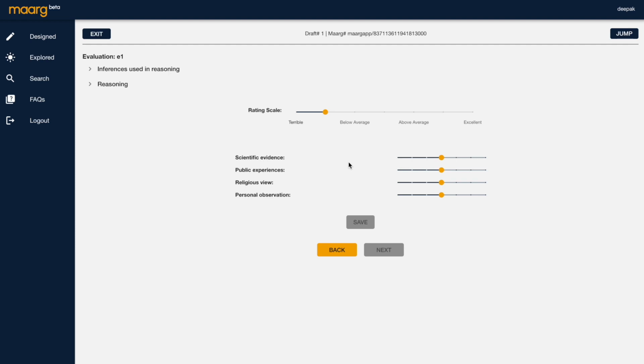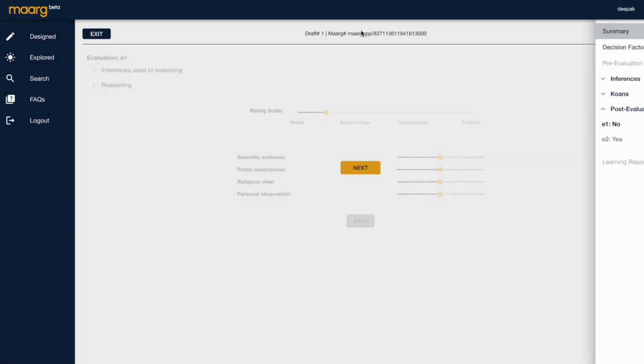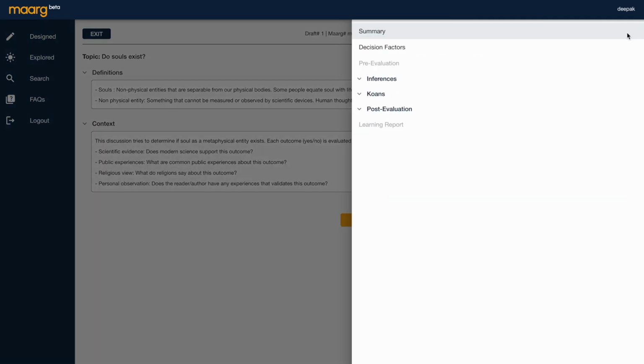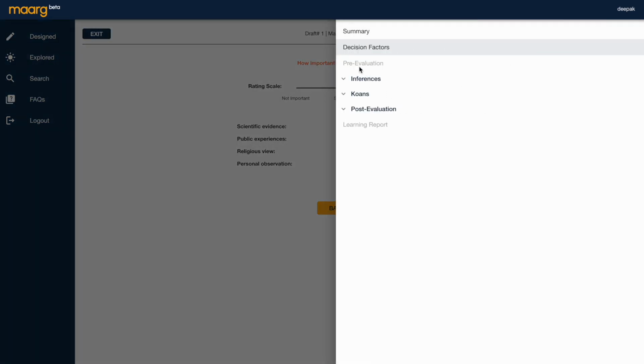Now we are on the evaluation section. If you can see over here, we can jump to previous sections. For example, we can always go back to summary whenever we have a doubt. We can also go to decision factors to review our previous inputs, and we can always change them. In this example, as you can see, the pre-evaluation section is now closed. We cannot edit. This example is fairly simplistic, so there are no inferences or cones yet. We'll discuss that shortly after.